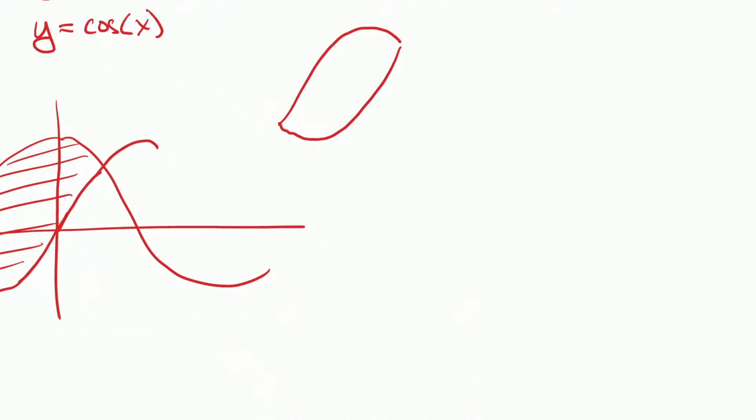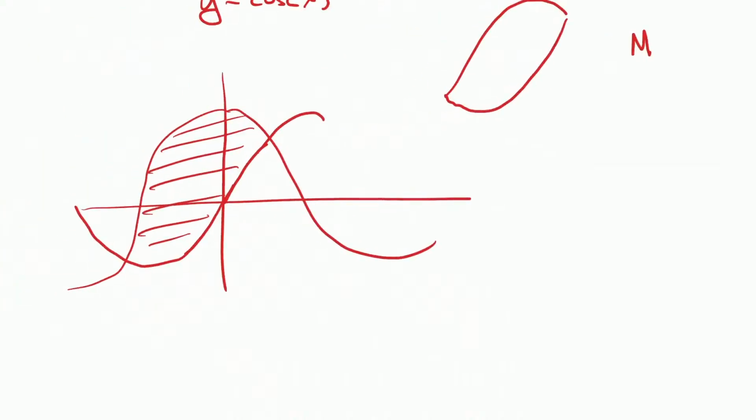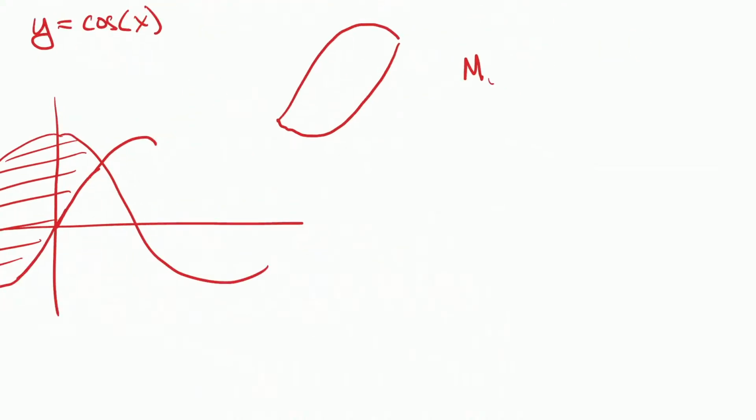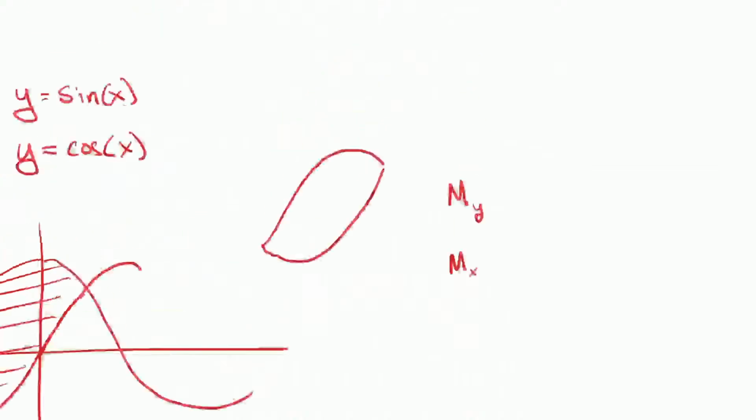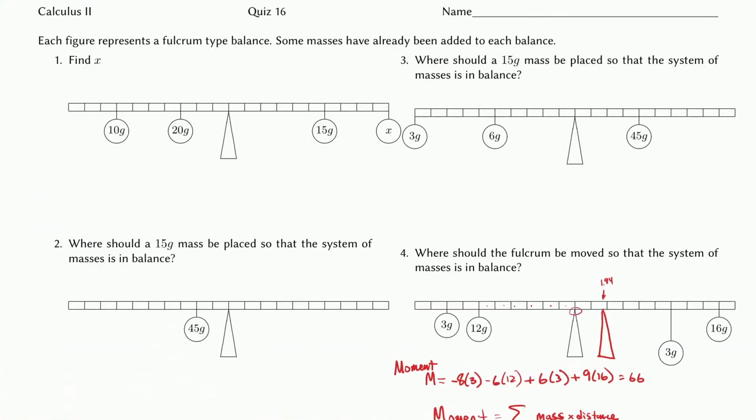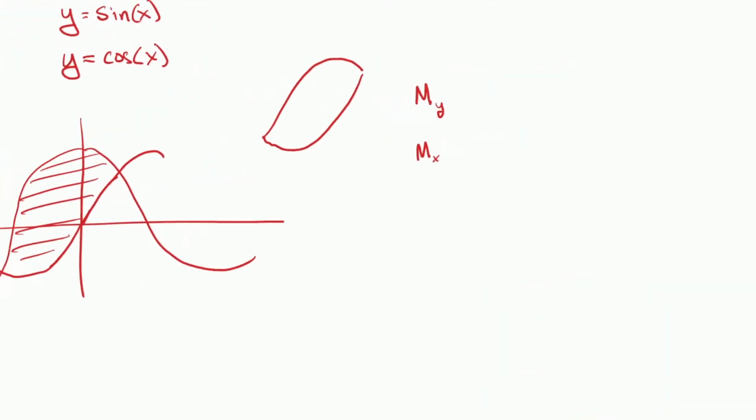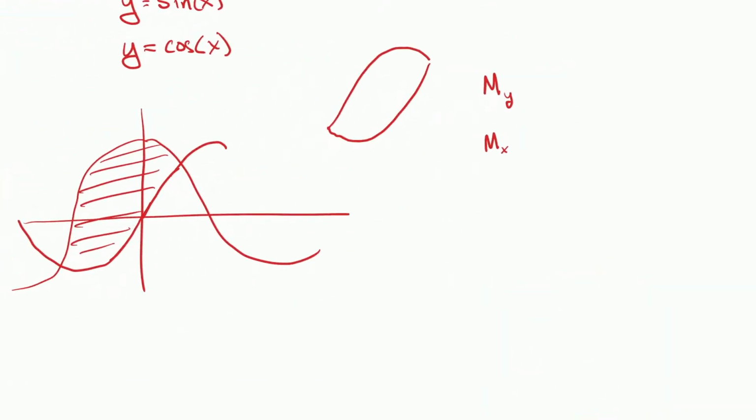Well, here again, we're going to think about what we just did. We're going to find a moment about what though? So we'll do this. We'll do the moment about the y-axis and the moment about the x-axis. You need a balancing point. Up here, these moments were always the moment about the fulcrum, because that was our point of reference, mass times distance. Down here, we're going to do the moments about the different axes. I'll explain why in a minute.